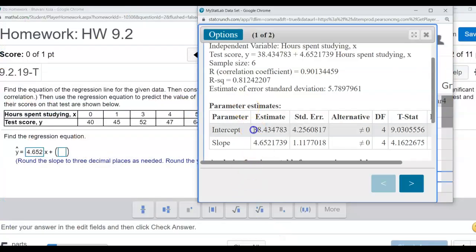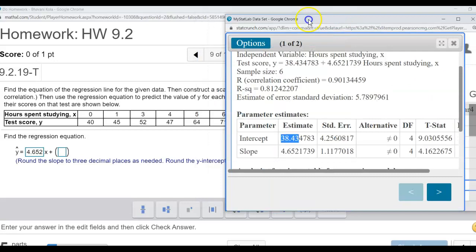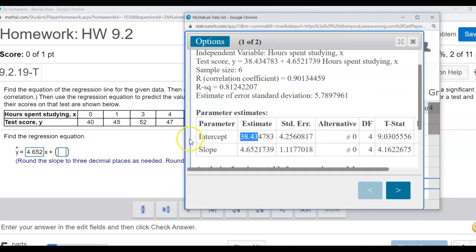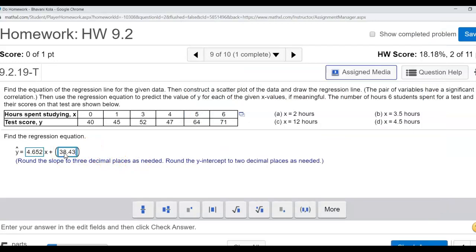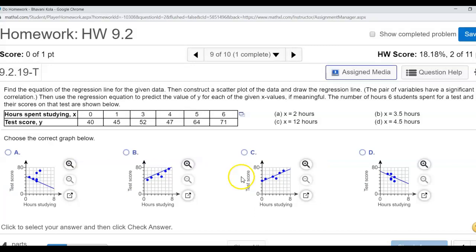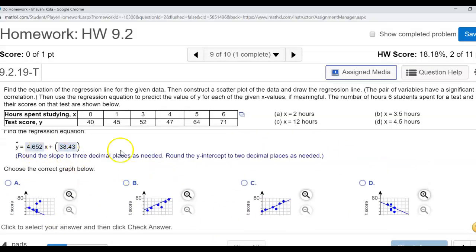Clearly it says intercept. If you interchange the numbers, please don't expect me to give you partial credit. Please do not. The intercept is 2 decimal places. So I'm going to go ahead and copy this one. Very good. And check my answer. Nice work. And the next step is to go ahead and see which is my graph.